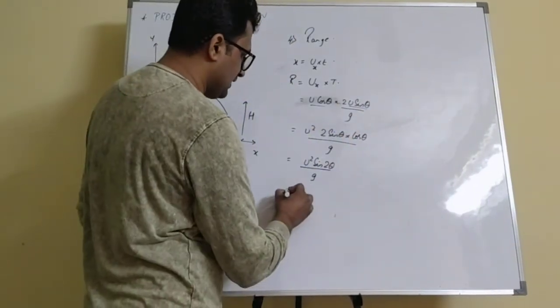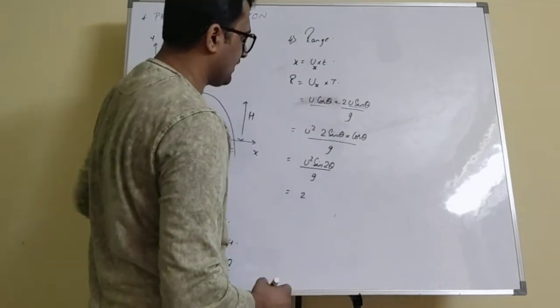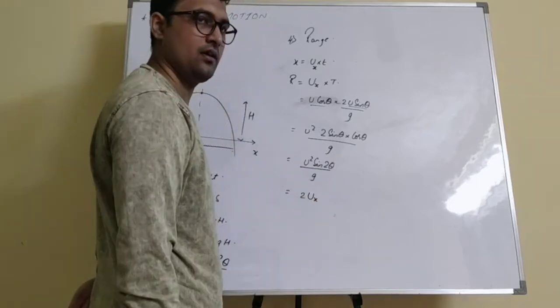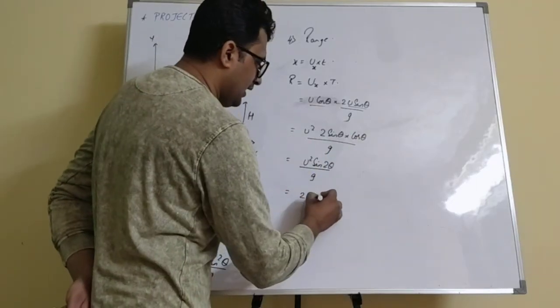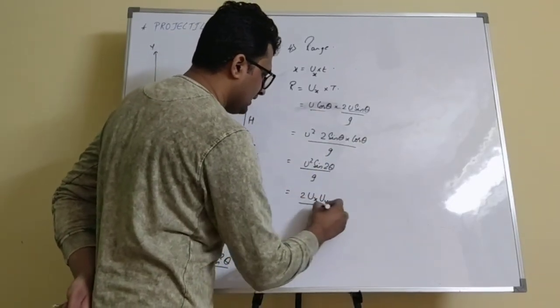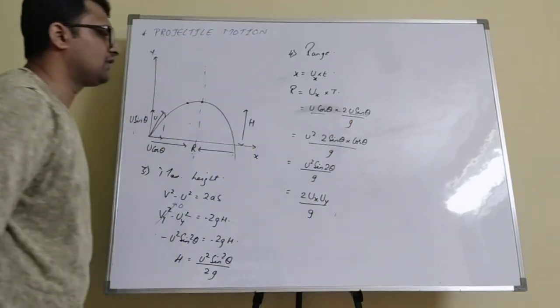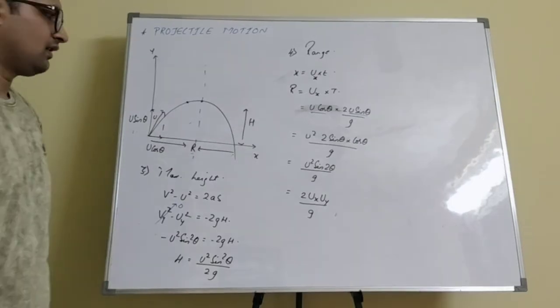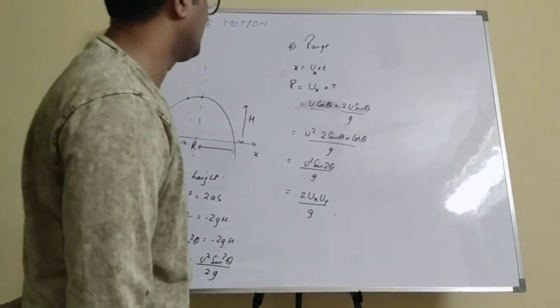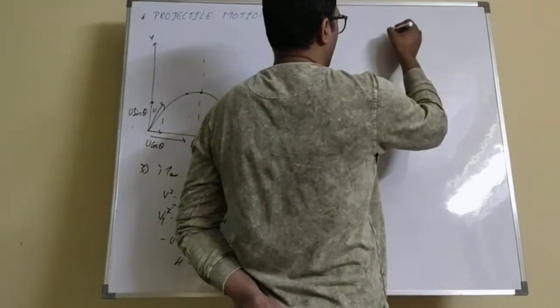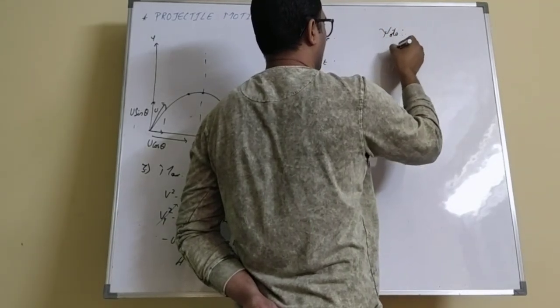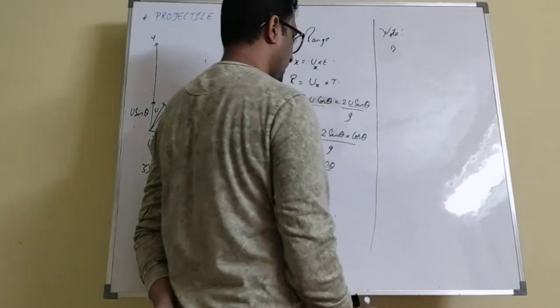The other way of writing range is that I write this 2 as it is. How can I write u cos theta? Yes, ux, and u sin theta is uy, divided by g. So this is another way of writing it. Clear? Any doubt? Okay. Now let's see some important points. You can put a note and start discussing some points.